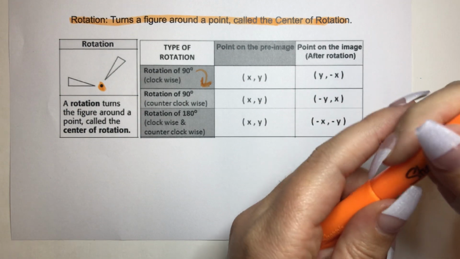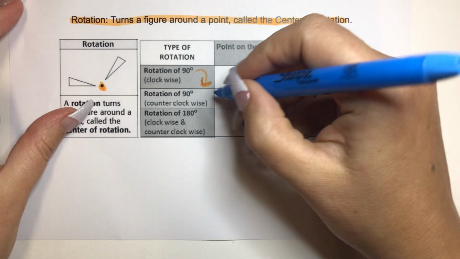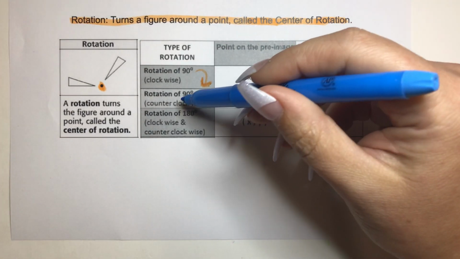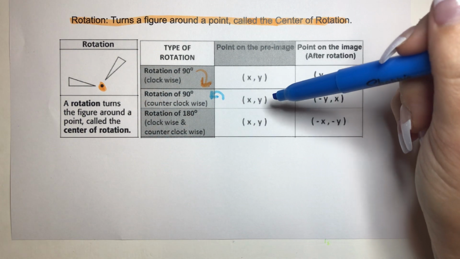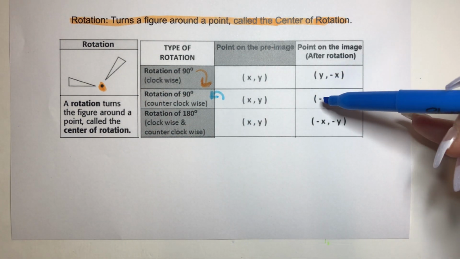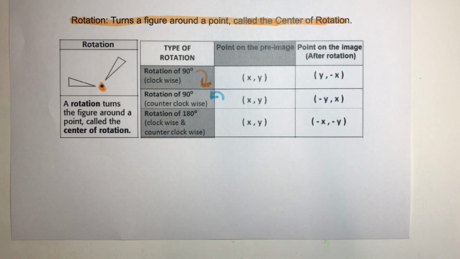Now we talked about clockwise. There's also counterclockwise, which is going the opposite way around the circle. And the rule for 90 degrees counterclockwise, you start here at (x, y), and then they rotate again. This is (y, x), but the y becomes negative.